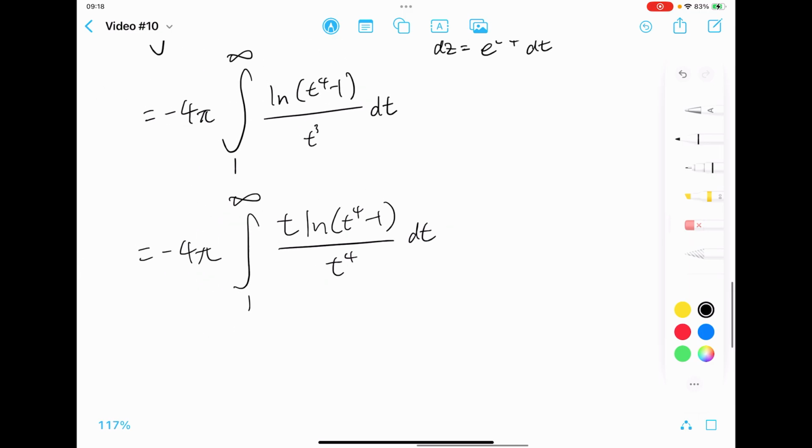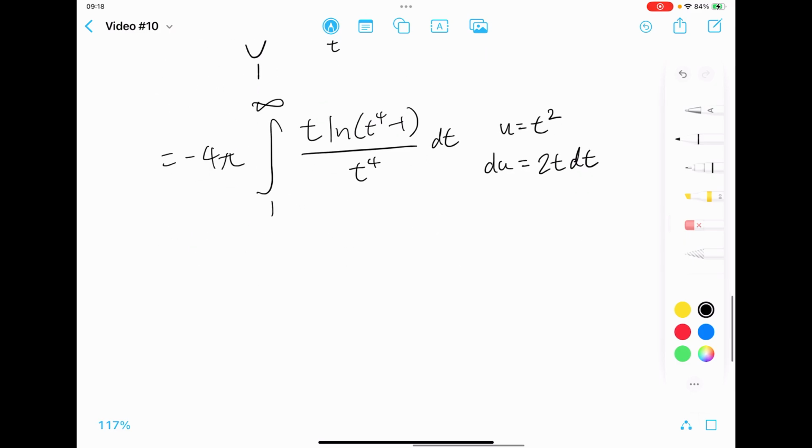That means I can do a u-sub of u equals t squared, because when I do du, it's going to give us 2t dt, and I can absorb the t at the top, and I can also steal a factor of 2 out front. So that's going to be natural log of u squared minus 1 divided by u squared du, and the bounds don't change in this case.